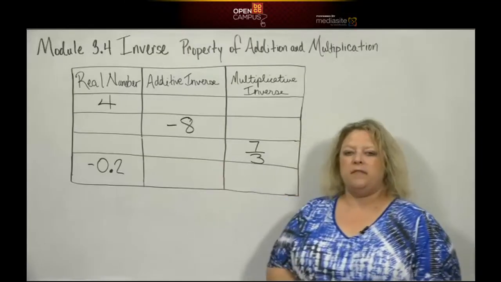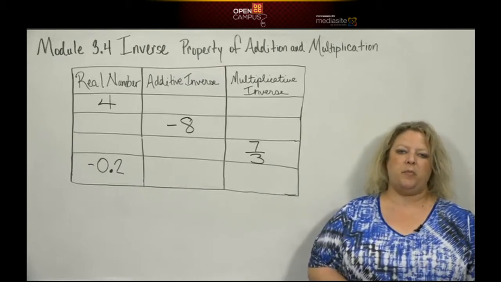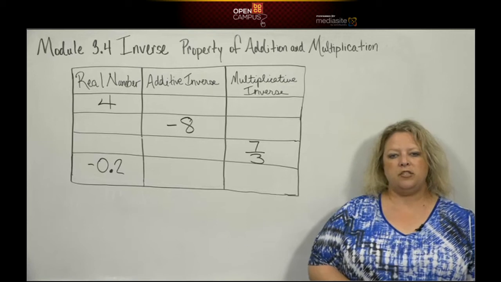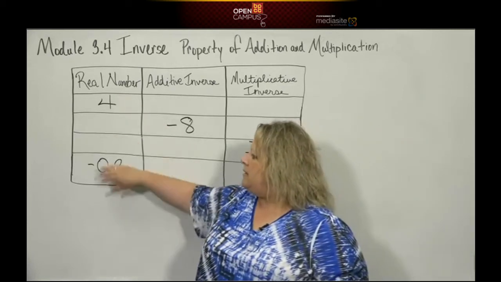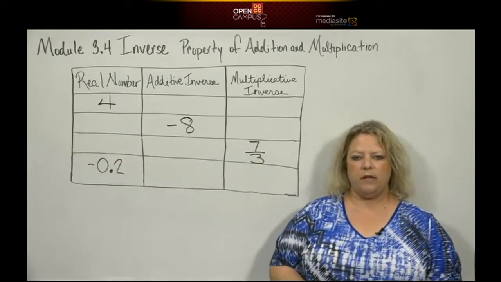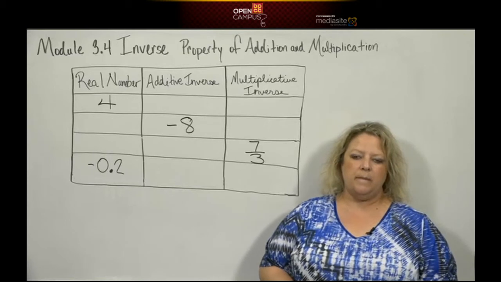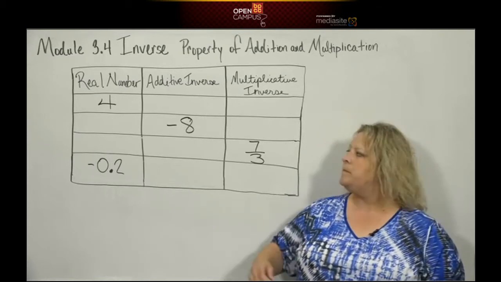This is the second half of Module 3.4, the multiplicative and the additive inverse properties. All right, so I have a chart here with some things missing. When it's in this first column, I'm giving you just the basic number to start out with, and what you're supposed to give me is the additive inverse and then the multiplicative inverse.